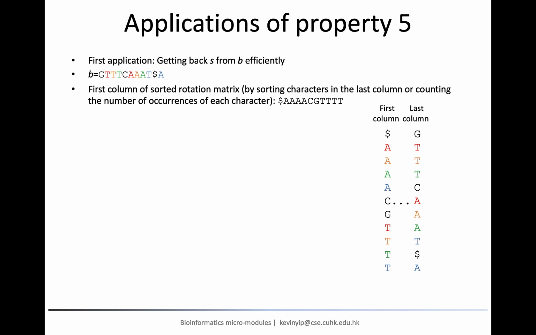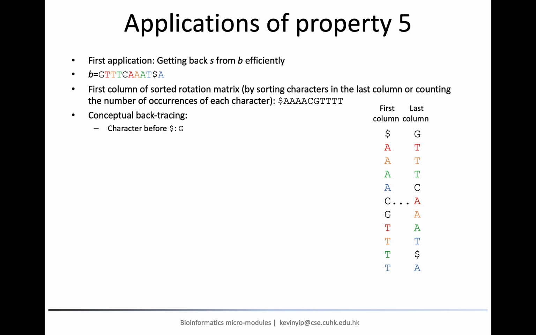For example, since there is $, 4 A's, 1 C, 1 G, and 4 T's, we know the first column of the sorted rotation matrix contains a $, followed by 4 A's, and then 1 C, 1 G, and finally 4 T's. But unlike last time, we only need these 2 columns rather than all the columns in the whole sorted rotation matrix. What we do now is a backtracing starting from the $ symbol.